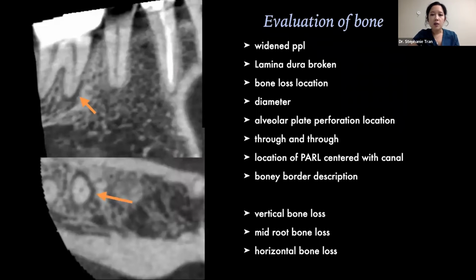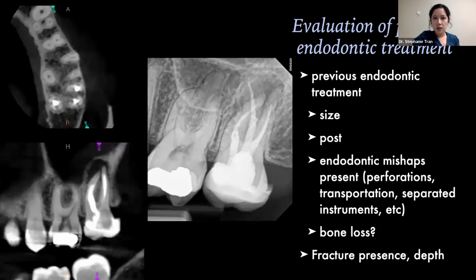What about surrounding structures? There are so many things we need to look for and keep in mind when evaluating the CT, so definitely feel free to take a screenshot of this. There's a lot. We want to take a look at the PDL, the bone, all that information, as well as the proximity to all the vital structures and all the bone and bone loss associated with it.